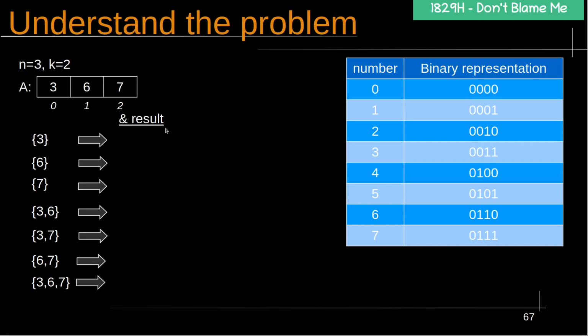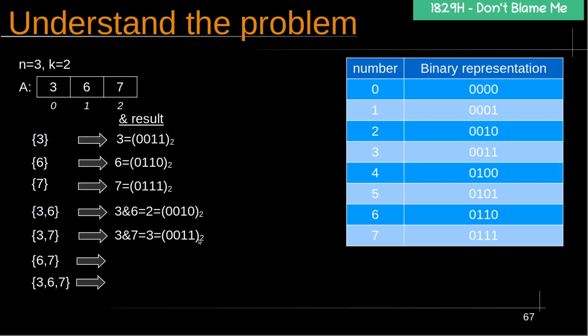The bitwise AND result of each subsequence: here we have only 3. This is the binary representation of 3. Here we have 6, only 6. Here we have 7. Here 3 and 6, which is equal to 2. This is the binary representation of 2. This is 3 and 7, which is equal to 3. 6 and 7 is equal to 6. 3 and 6 and 7 is equal to 2.